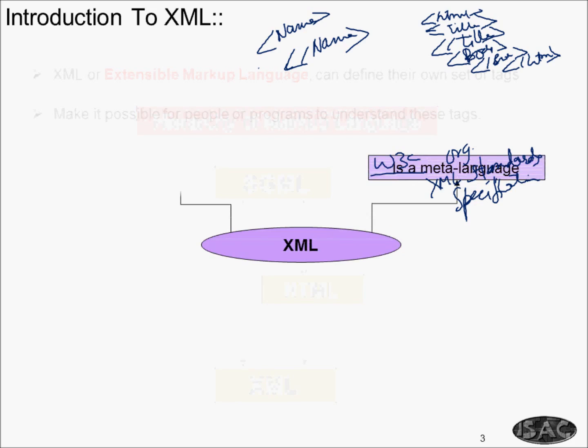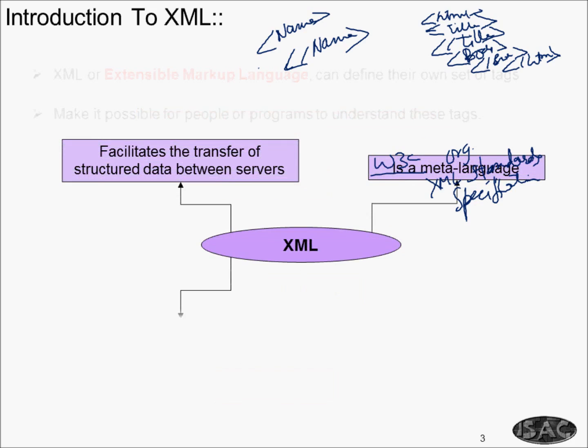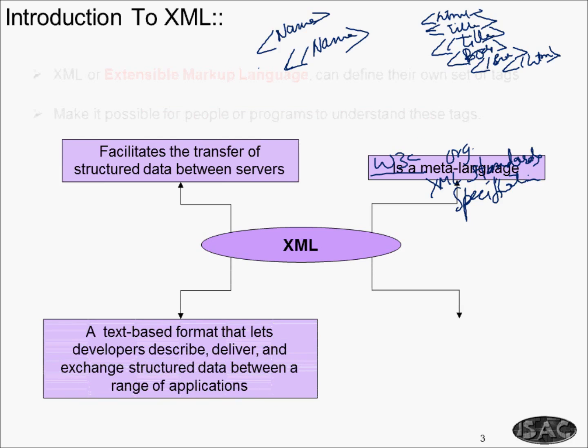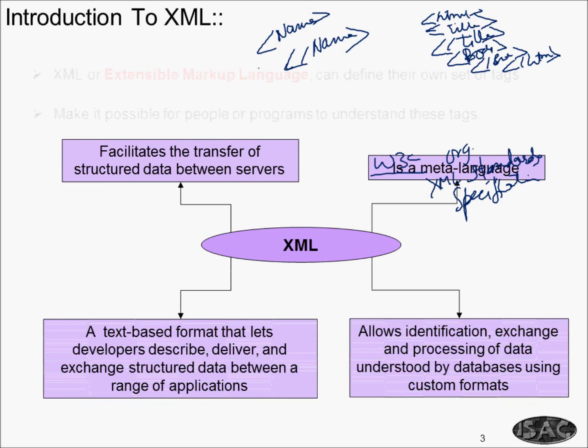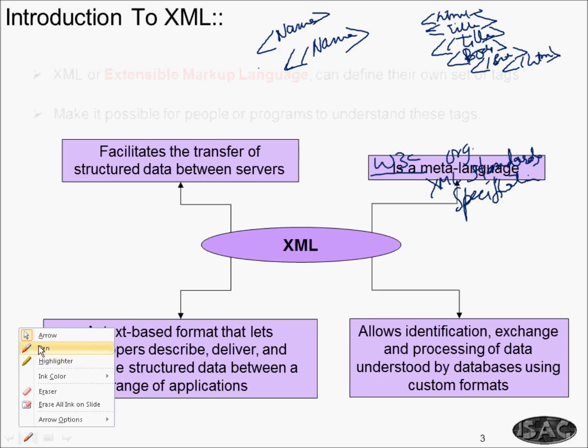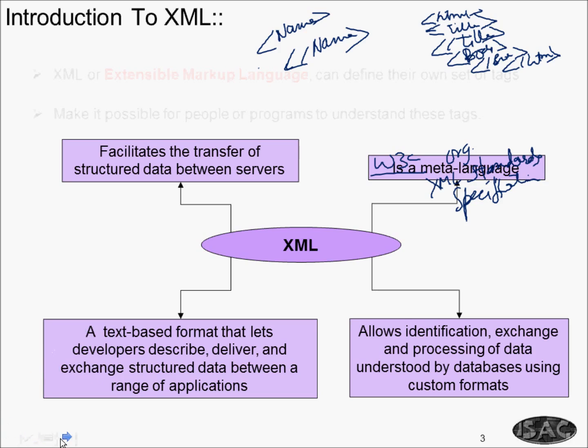Now, there are a few other things about XML. XML is a meta language. It facilitates the transfer of structured data between servers. Since we have built a technology around XML which can parse XML data and send data from one server to other servers, and this data transfer is one of the most important parts of our working. So it makes XML much more acceptable and easy so that you can transfer the data.